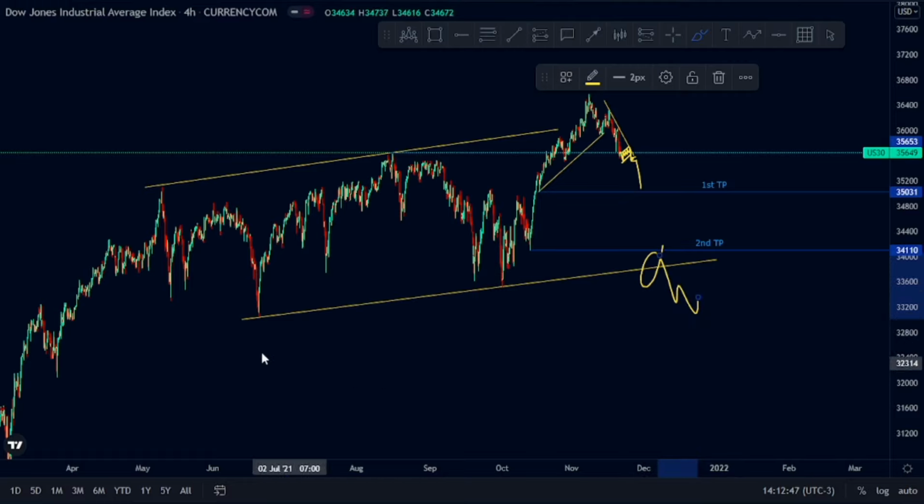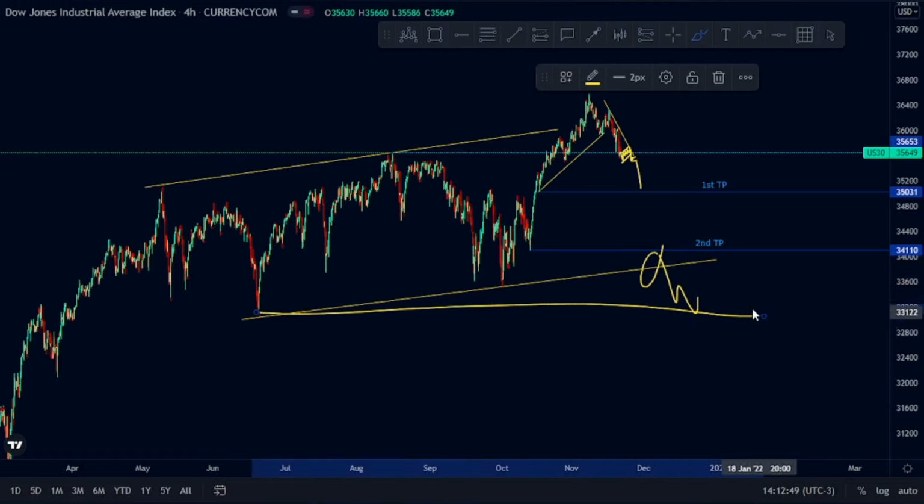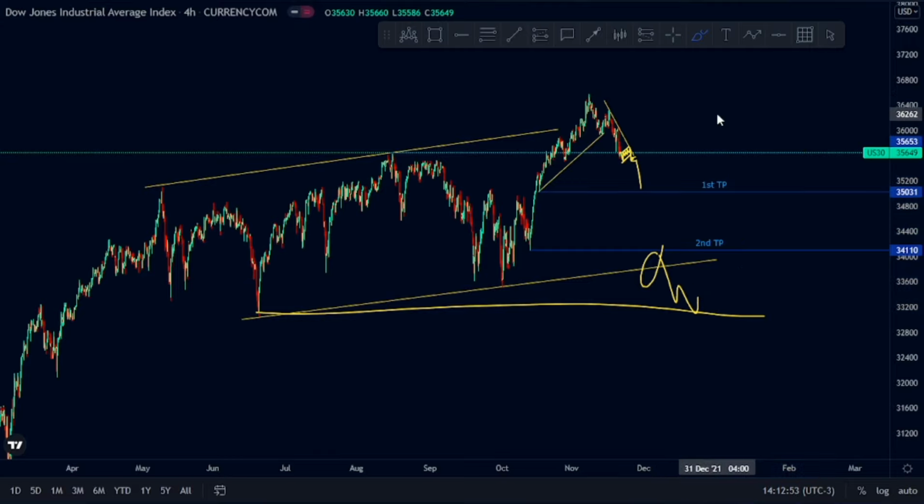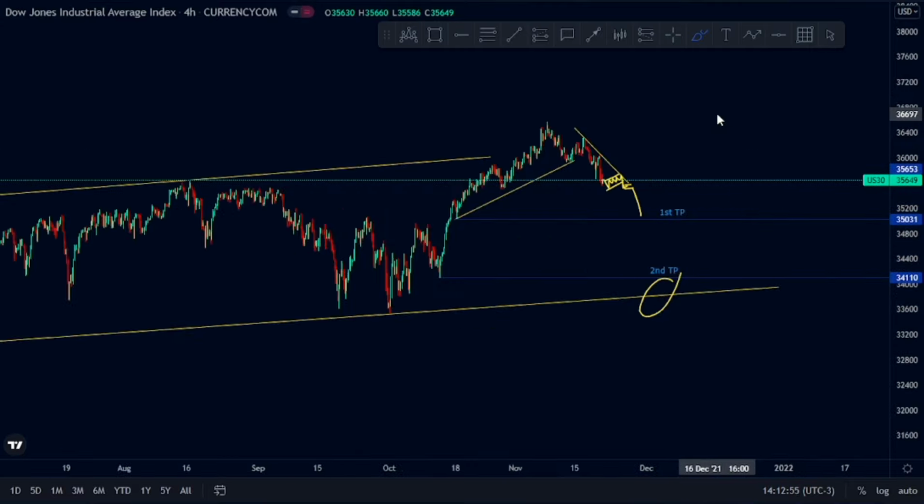If it breaks here, we're holding up until the 90% rule. Then price from here can start to shoot back towards the upside, since this is basically a bullish market overall. So now our overall target is going to be around this area.